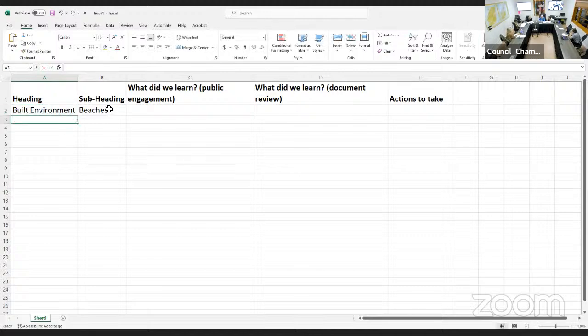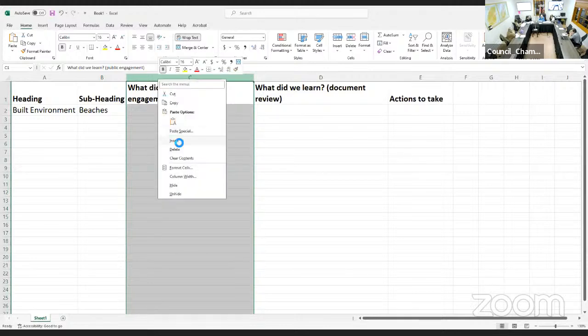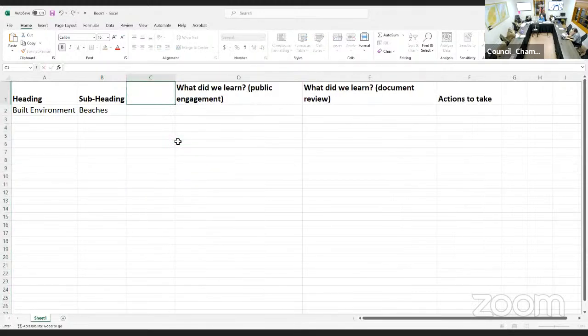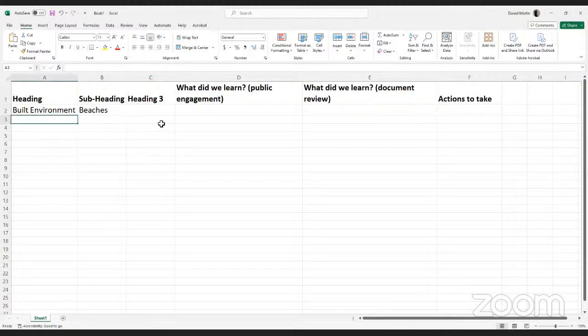Alex and Jessica, Daniel has made an Excel, and his first column is a heading, which in this example is built environment. The second column is subheading, in this example beaches. The third column is what did we learn, and that would be taken from the public engagement. The next column is what did we learn, taken from our review of those documents that we have talked a lot about. And then the next column is actions to take. Beautiful, thank you.